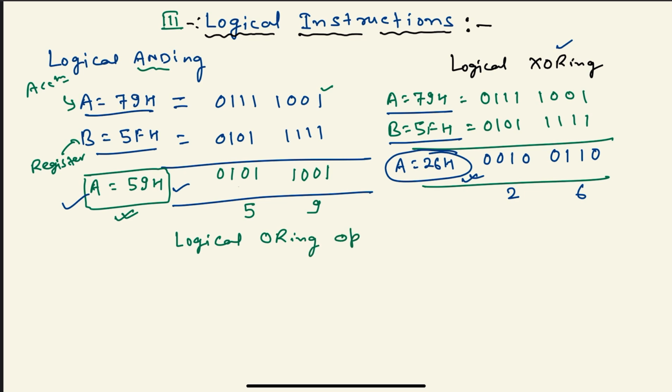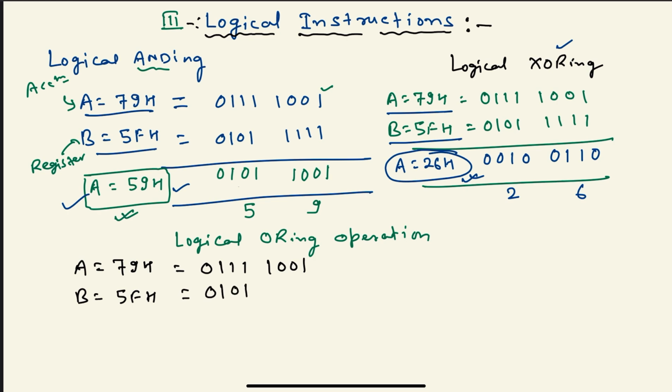Logical ORing operation. So here again I am taking that same example. Here A is equal to 79H and B is equal to 5FH. Their binary pattern will be 0111 for the 7, and for the 9 it will be 1001, and for 5F it will be 0101, and this will be 4 times 1.